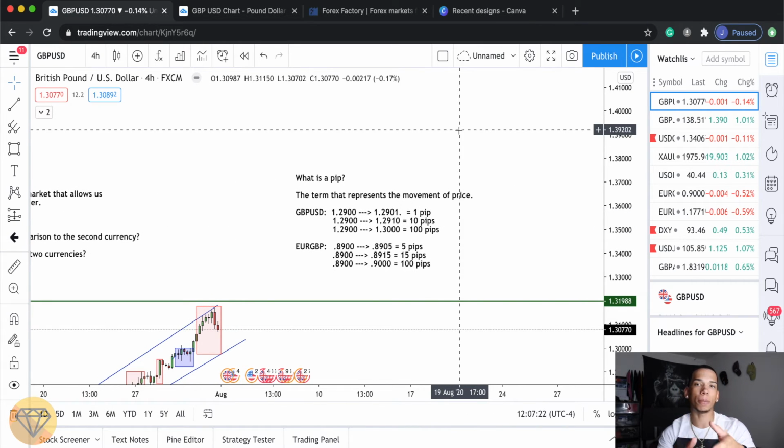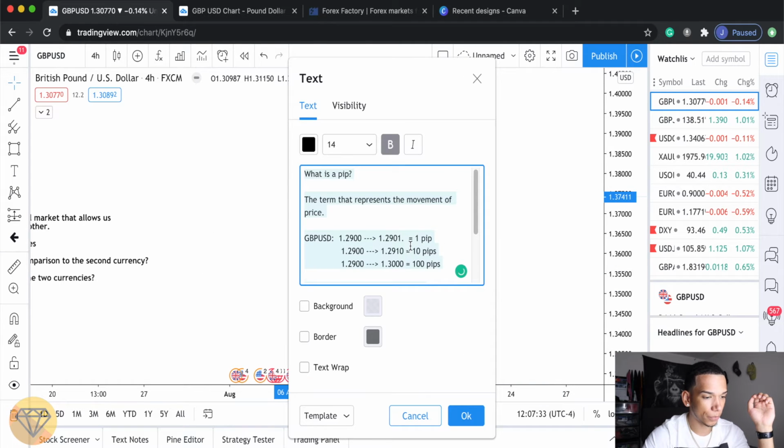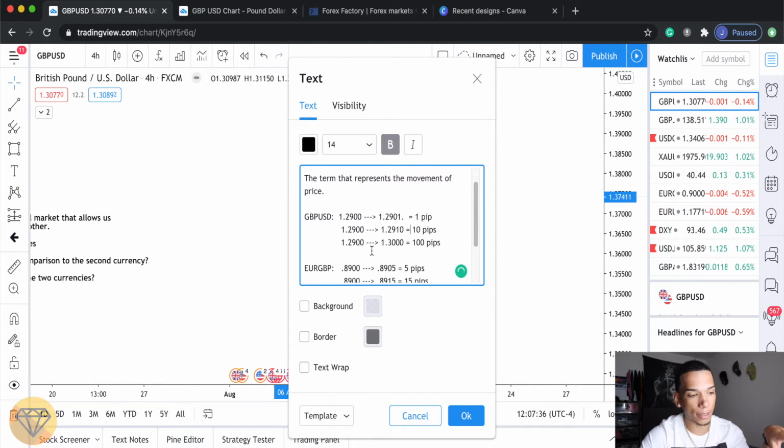So a pip is just the term that represents the movement in price, okay? So I have 2 pairs here with 6 different prices, and the movements between them is what we're going to try to understand here, right? So we have GBP/USD, and right next to that we have price at 1.29 flat, and let's say that the market moves to 1.2901. That movement from 1.29 flat to 1.2901 is a 1 pip movement, okay? Again, 1.29 flat to 1.2910 is a movement of 10 pips.